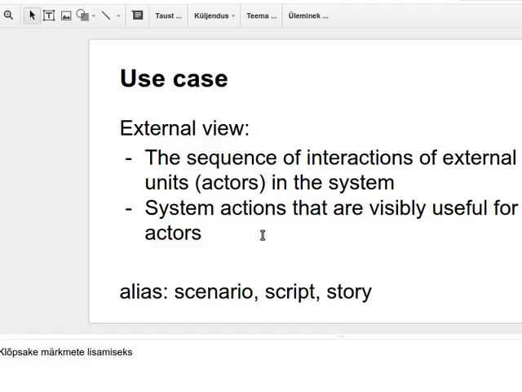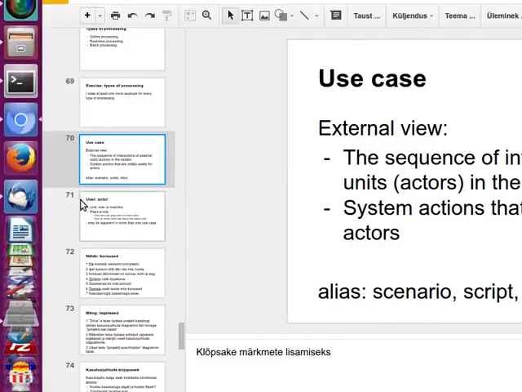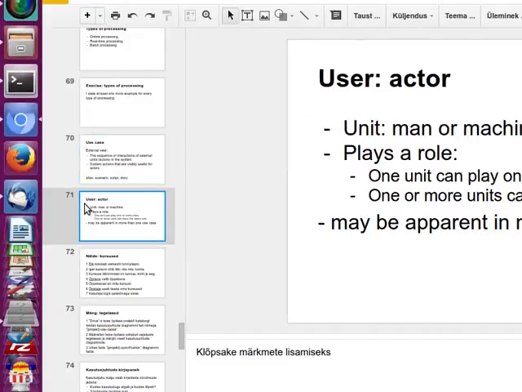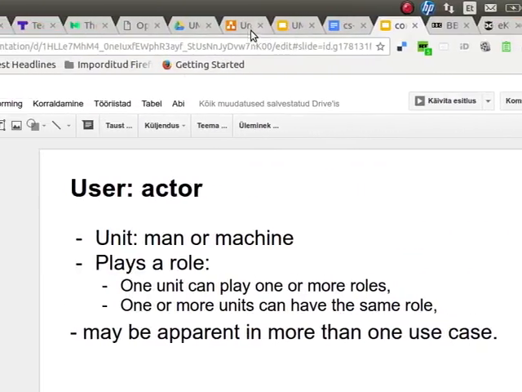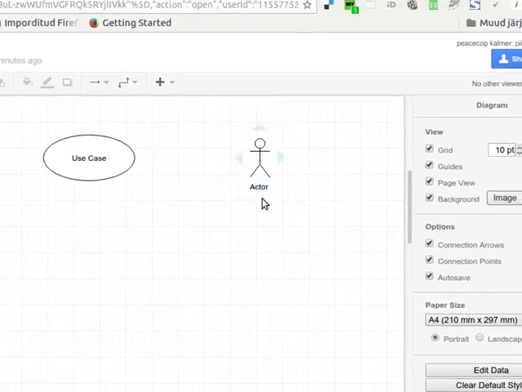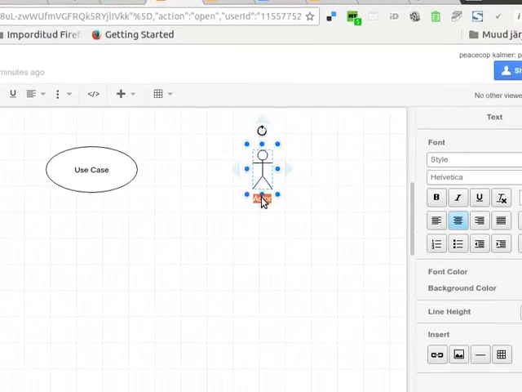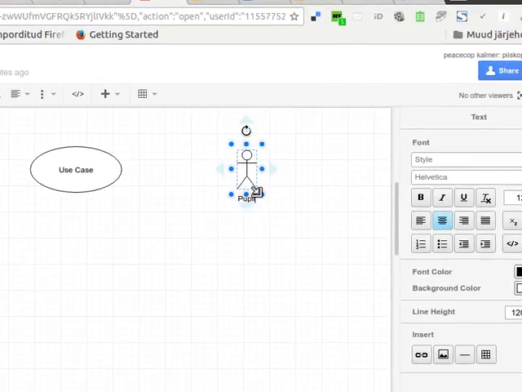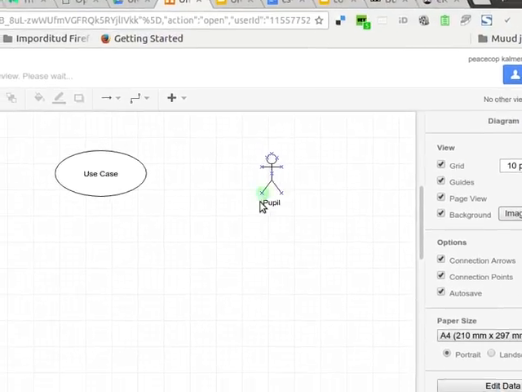What do you do here? Studying. Yes, studying is a use case. Okay. And the actor, you are the actor. You are the one who performs those tasks. And if you are an actor, let's draw it here. The actor here is pupil. You are the pupil.